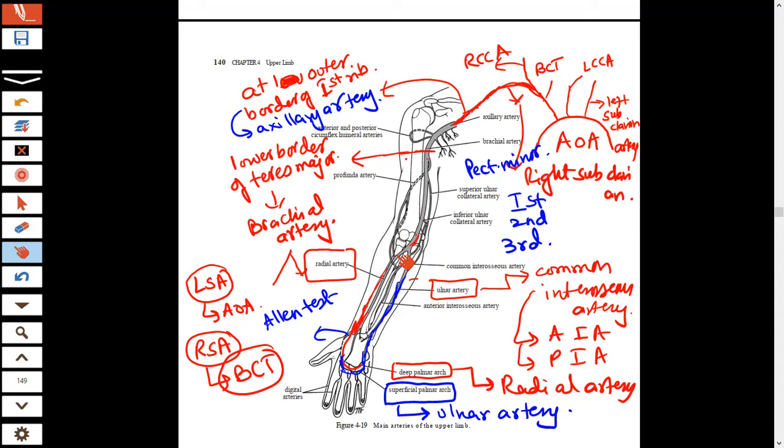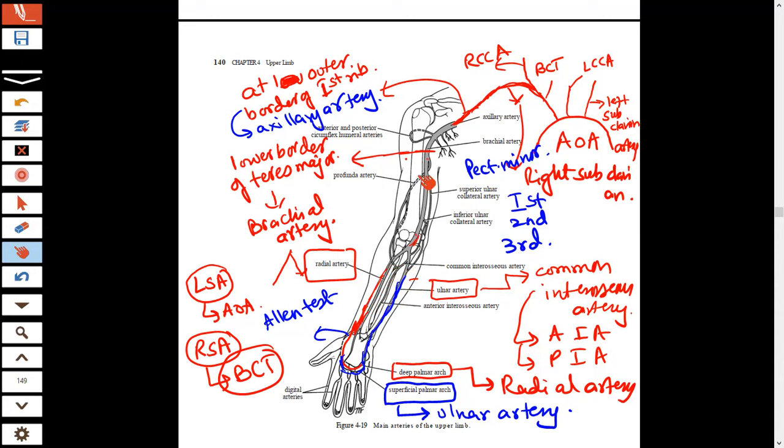Okay. Now this brachial artery is dividing into two arteries, radial artery and ulnar artery. Radial artery will go downward into the hand region and is going to form the deep palmar arch. Ulnar artery will give a branch known as the common interosseous artery. That common interosseous artery will divide into the anterior interosseous artery, which is going to give blood supply to the anterior part, and the posterior interosseous artery giving blood supply to the posterior part.